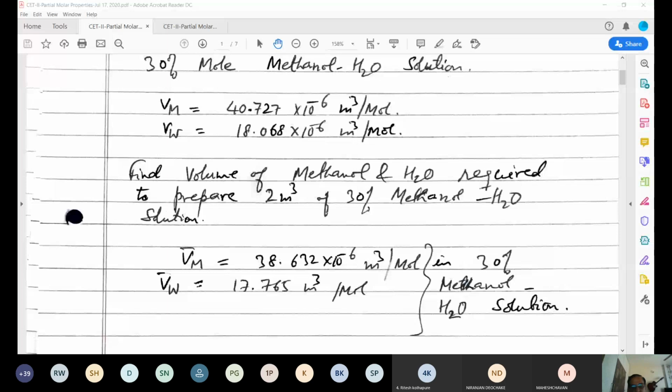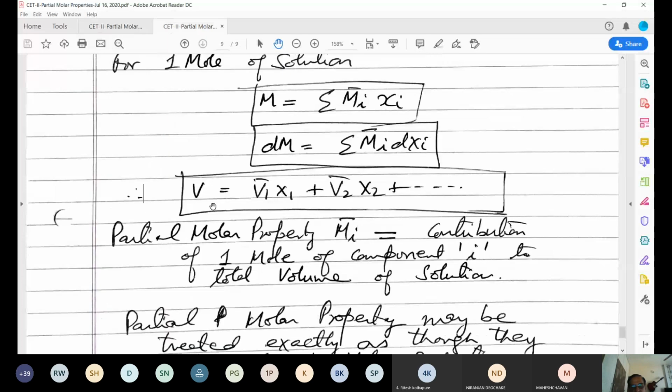Okay? This is the equation. V equals V1 bar x1 plus V2 bar x2. Right? So you know V1 bar, you know V2 bar, you know x1, you know x2. You can find out the molar volume of 30% methanol in water. When you do this, then we'll take the next step.